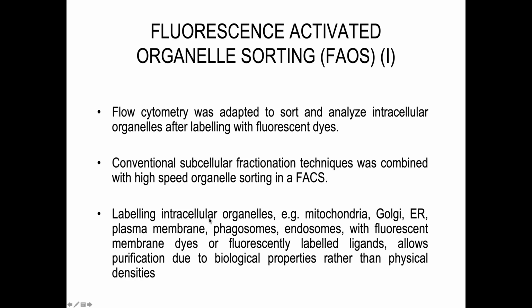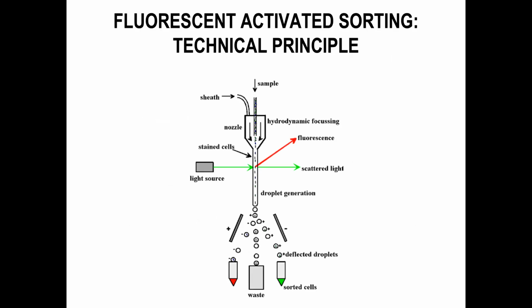And you can label these organelles, mitochondria, Golgi, plasma membrane, phagosomes, endosomes, with fluorescently labeled ligands or with vital dyes. And there are companies out there that supply a large number of these vital dyes. This summarizes the principle of the fluorescent organelle sorting as well as the fluorescent cell sorting for you.